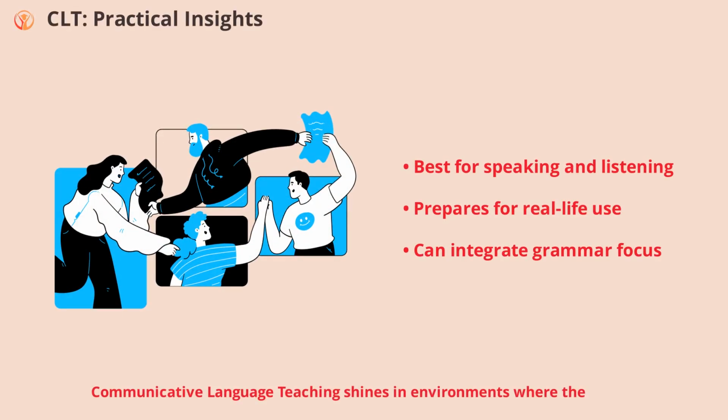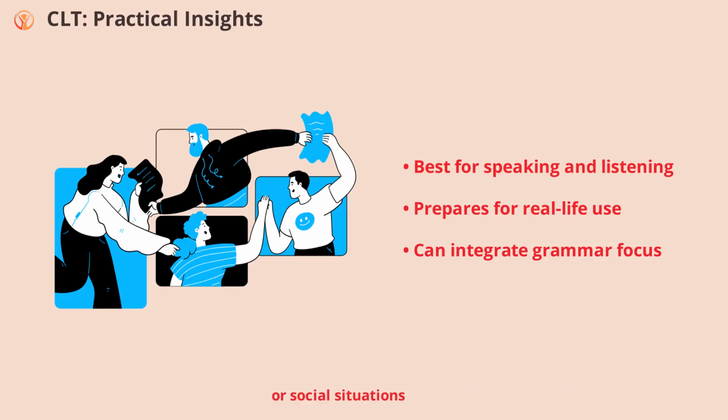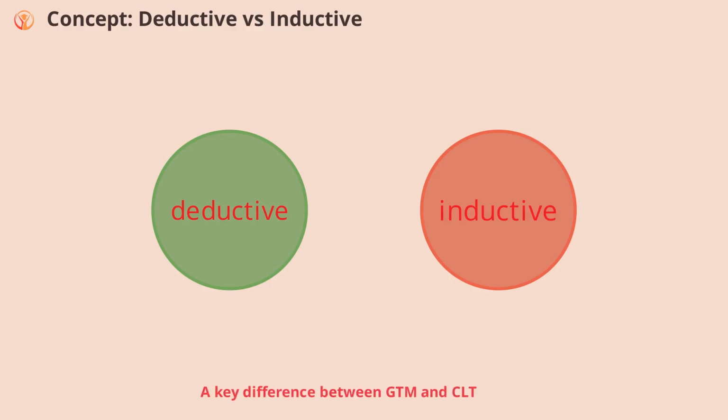Communicative language teaching shines in environments where the primary goal is to develop speaking and listening skills. It is highly effective in preparing learners for real-life interactions, whether for travel, work, or social situations. Teachers can further enhance the effectiveness of CLT by incorporating activities that also address grammar and accuracy, ensuring a comprehensive language learning experience.